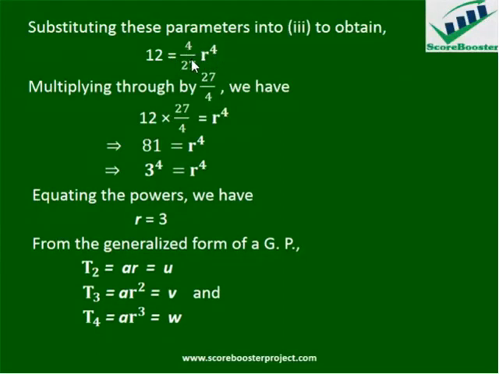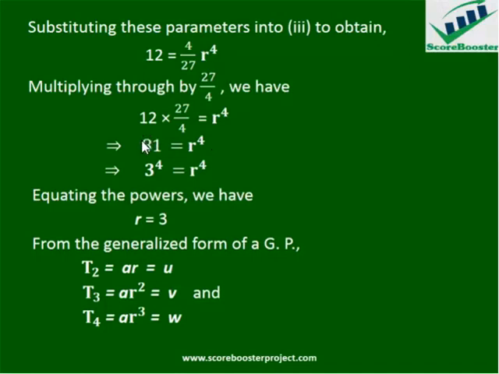To eliminate this, because we want to make r the subject of the formula, we multiply through by 27/4. So multiply this side by 27/4. That is, we have 12 multiplied by 27/4 equals 4/27 multiplied by 27/4. That will give 1. 1 multiplied by r raised to the power 4 will give r raised to the power 4. So 4 here 1, 4 here 3. 3 multiplied by 27 will give 81 equals r raised to the power 4.